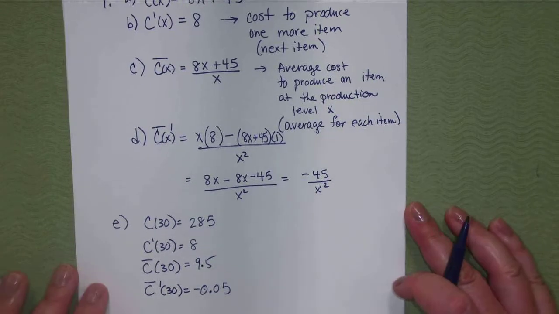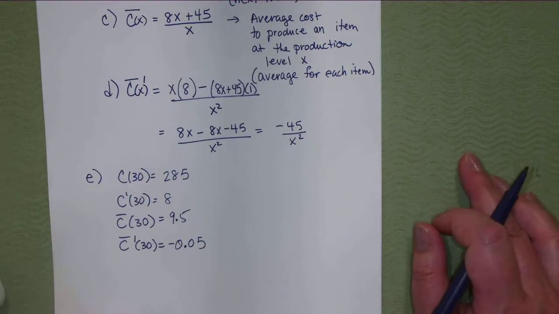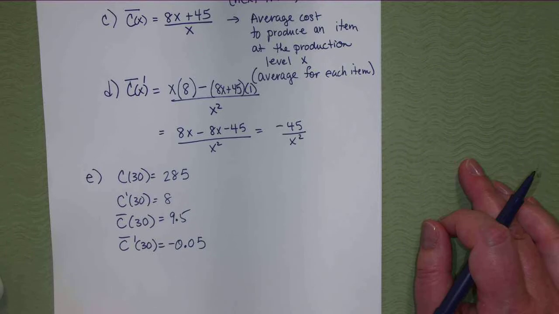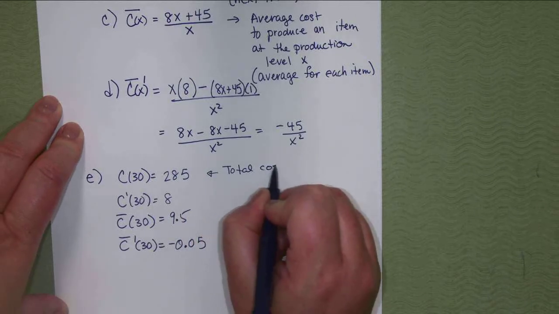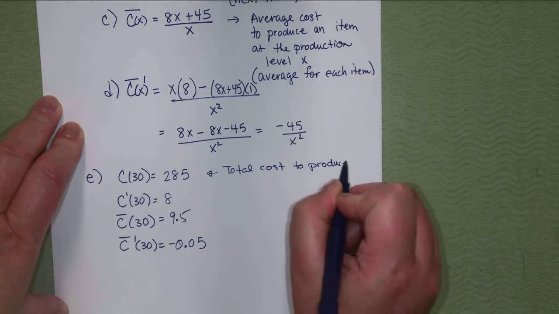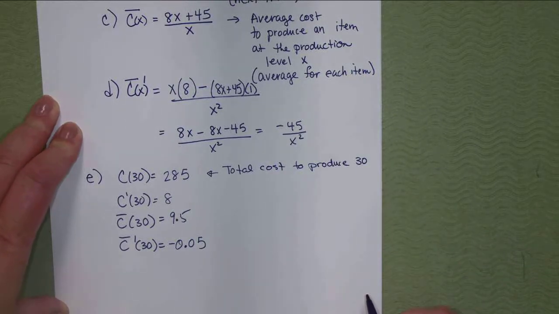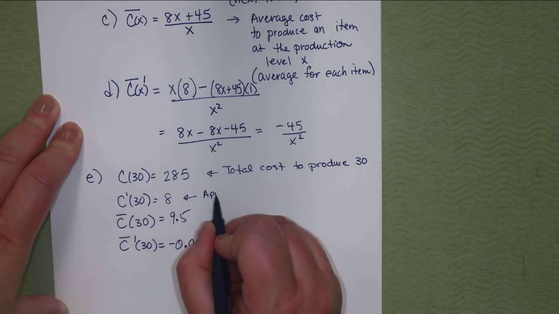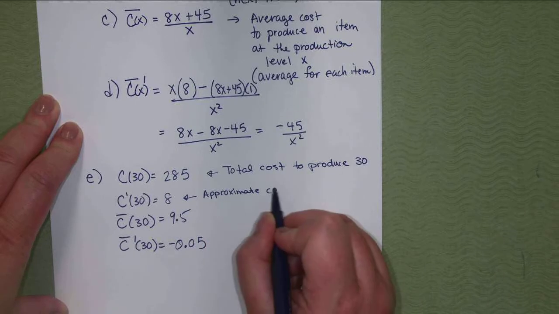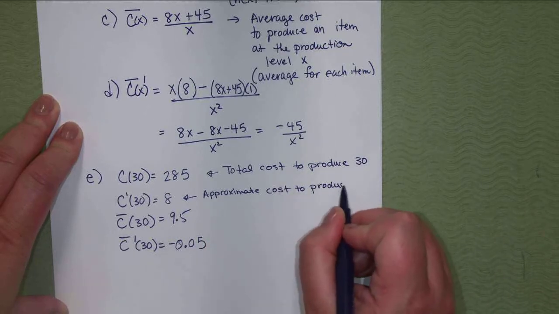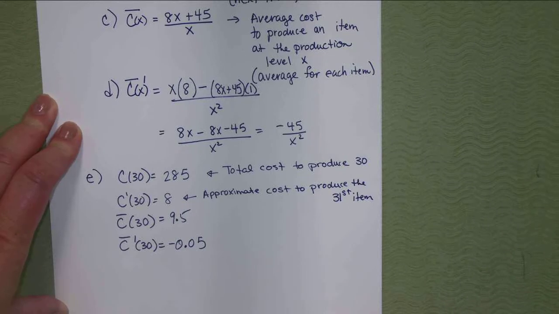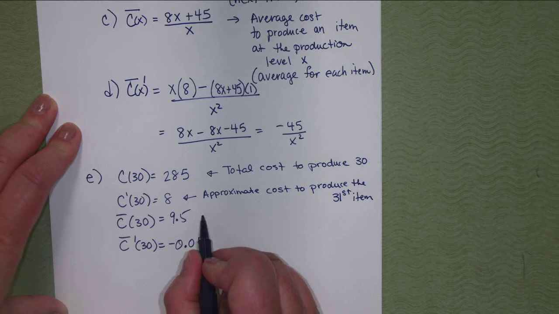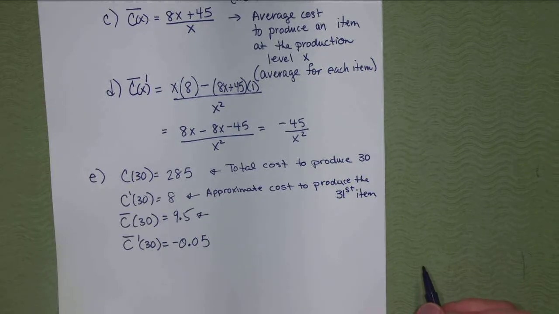All right, so what do these numbers all mean? So the cost function at 30, what does that give us? What's the 285? This is the total cost to produce 30 items. That's the total cost. The marginal cost is an approximate cost to produce what? The 31st item, the next item. Or it would be like an increase of $8 to the total cost. That's the other way you could think of it. The total cost would go up by 8.